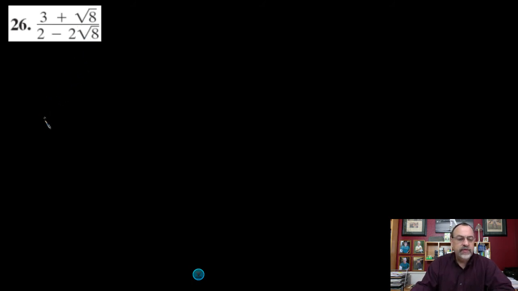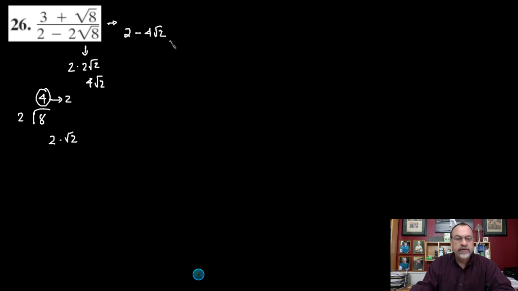I notice that the square root of 8, I know from previous work, can simplify, if I do its prime factorization, to 2 square root of 2. So rather than having this 2 square root of 8, I have 2 times the simplified version of square root of 8, which is 2 square root of 2. So this becomes 4 square root of 2. So my denominator then is 2 minus 4 square root of 2. I also have a square root of 8 in the numerator, which again simplifies to 2 square root of 2.